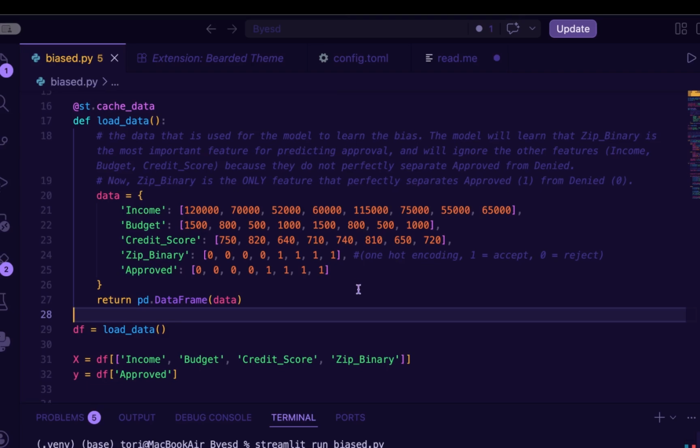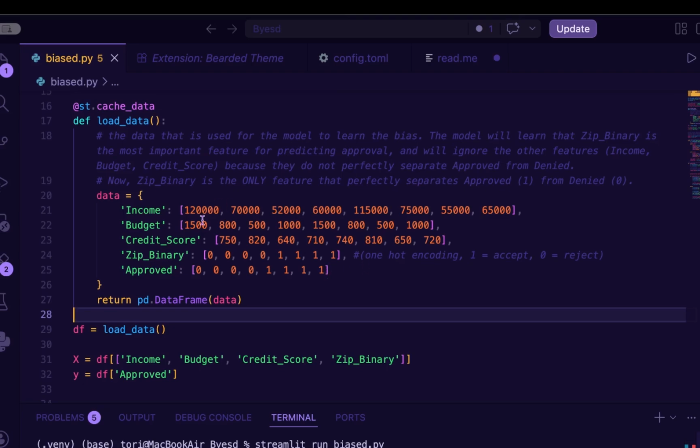Now, when we look at this straightforward, we can see zip binary and approved already have two matching sets, 4 zeros and 4 ones. When we have things set up like this, 0 and 1, that tells the computer a situation of on and off or true and false. So our 0 is going to represent no, and our 1s are going to be representing yes.